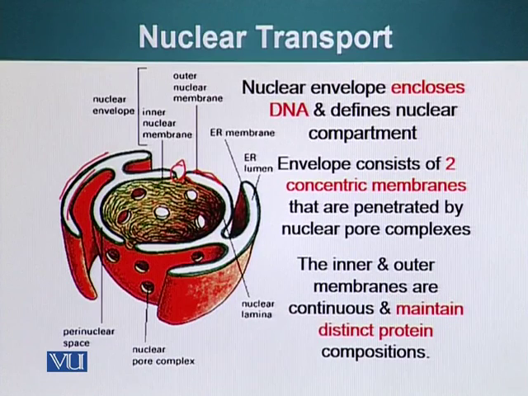The inner and outer membrane are continuous and maintain distinct protein compositions. So these two membranes, inner and outer, are continuous with each other. However, although they are in continuation of each other, they have distinct proteins. There are special proteins which are present in the outer membrane, and then there are proteins which are present only in the inner membrane. So this is roughly the anatomy of the nucleus, and we'll talk about the nuclear pore anatomy in just a little bit.